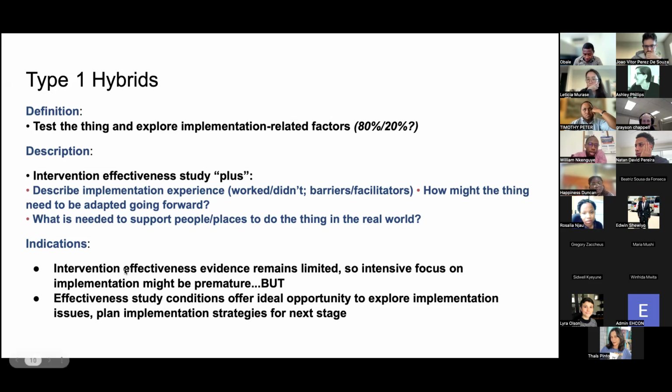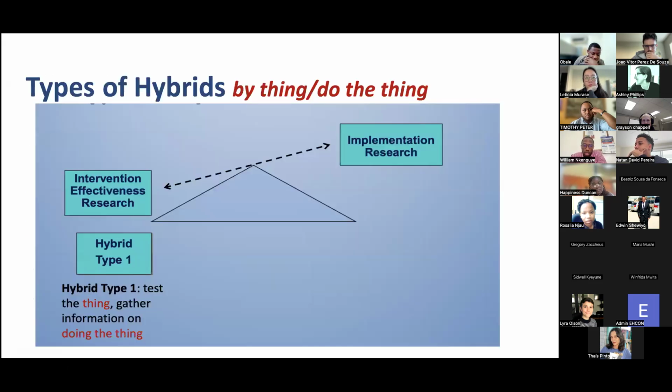So when will you do a hybrid type 1 design? It's basically when the intervention's effectiveness evidence is limited, so an intensive focus on implementation might be premature. But also, the effectiveness study condition offers an ideal opportunity to explore implementation issues. Like I mentioned earlier, here we are trying to look at implementability, but we are really trying to focus on effectiveness of the intervention in the real-world setting.